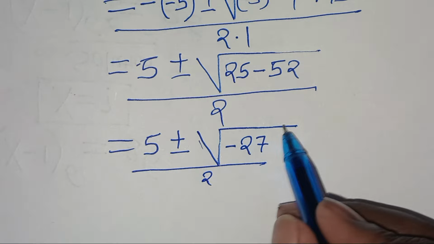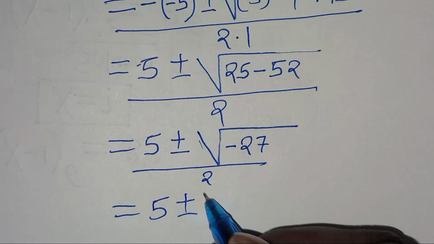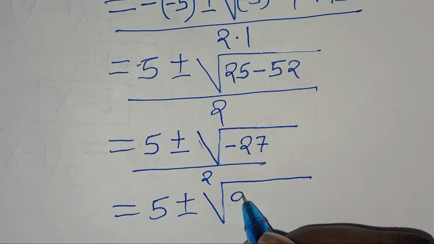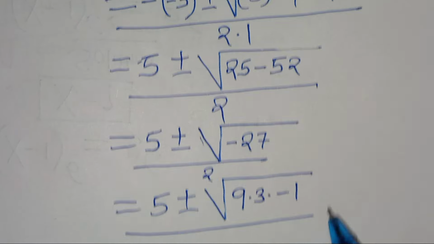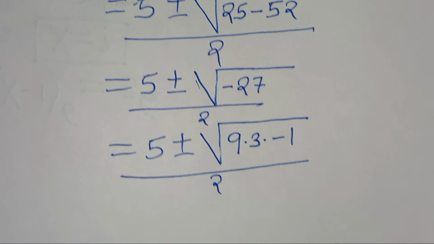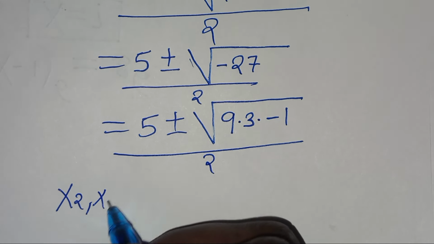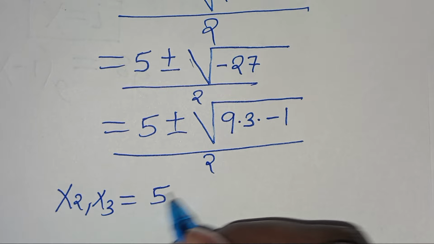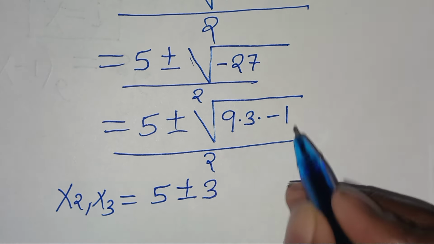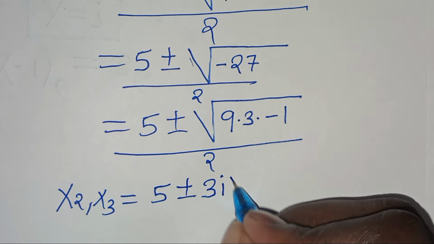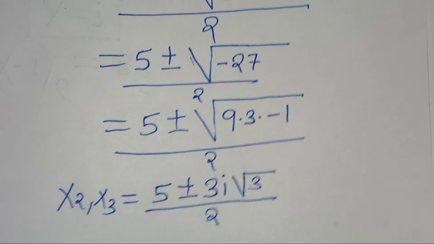We can express the square root of minus 27. This is actually the same thing as the square root of 9 times 3 times minus 1, everything here divided by 2. So it follows that x2, x3 is equal to 5 plus or minus the square root of 9, which is 3, the square root of minus 1, which is i, then the square root of 3, everything here divided by 2.